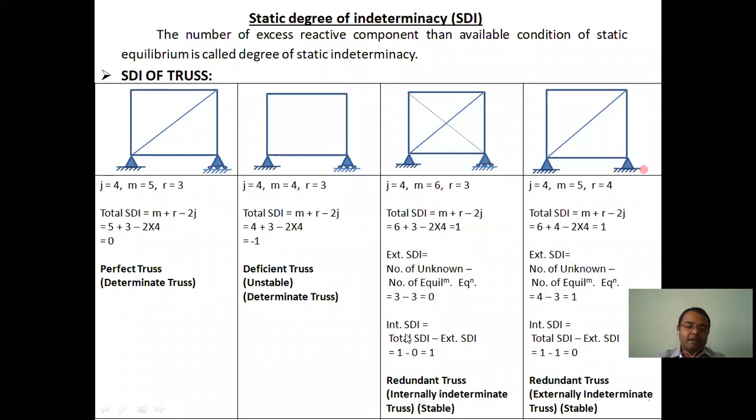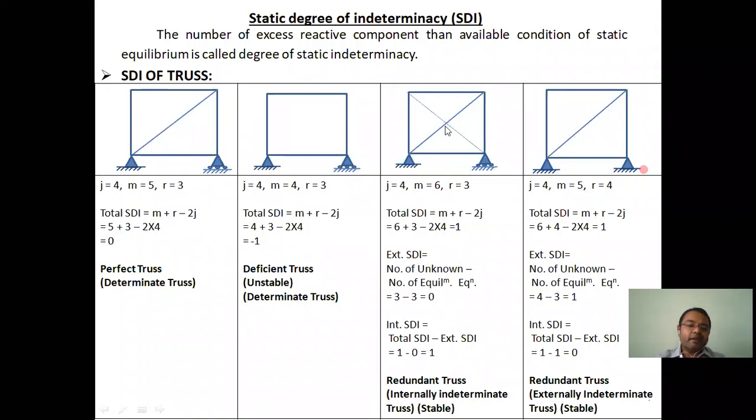Internal HDI. The formula for internal HDI is total HDI minus external HDI. Total is 1, external is 0. That's why we are getting internal HDI 1. What it means is the given structure is internally indeterminate. Of course it is an indeterminate structure because you are getting HDI 1. Again, whether it is internally or externally indeterminate, that we have to find. So the given structure is internally indeterminate by degree 1.